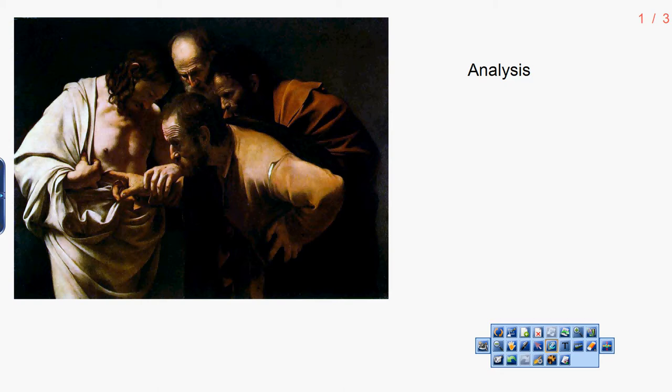First, I see what appears to be a look of curiosity on the faces of these three men who are staring intently at Jesus' wounded side. Second, I notice that far from backing away from them, Jesus actually pulls his robe aside so that they can see the wound in his side. Third, I notice that this hand, which I take to be that of Jesus, is guiding Thomas's hand to the wound.